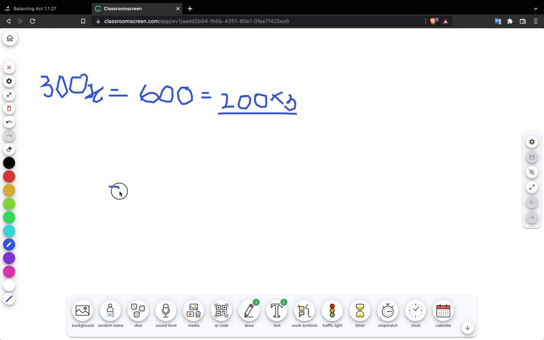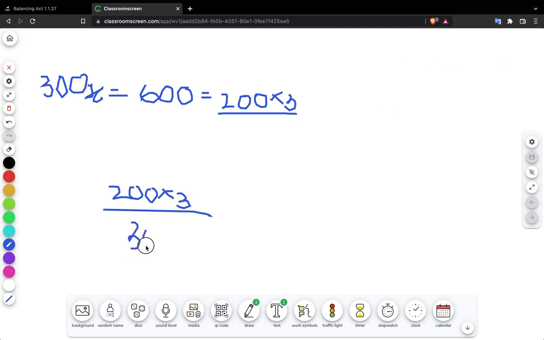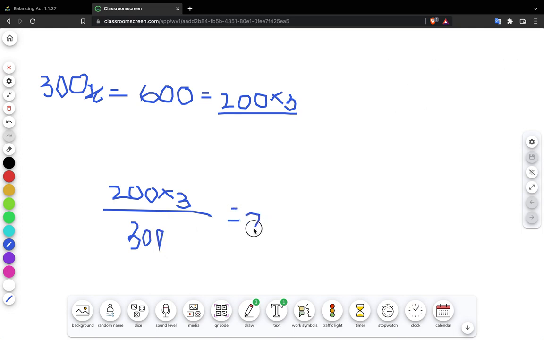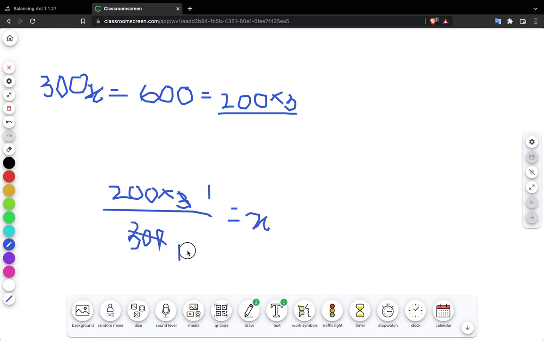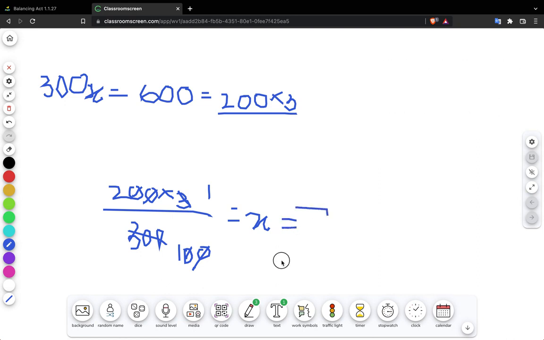Now we do know that 200 into 3 upon 300, just put this into a simple equation, is equal to x. Alright, so now just cut this out. This becomes 1. Cut this out. This becomes 100. Now just gonna cut out these 2 zeros. Alright, 2 upon 1 is equal to 2.